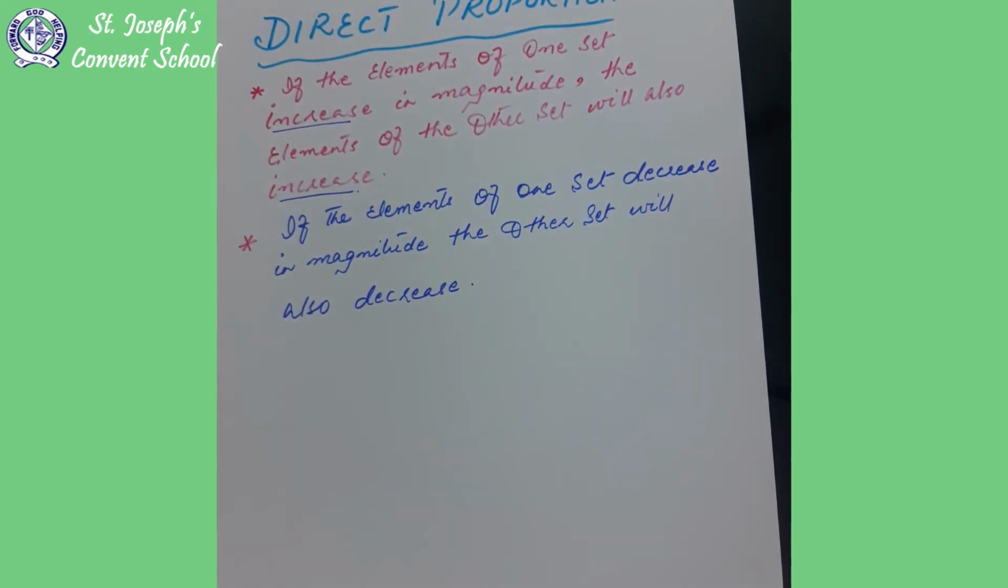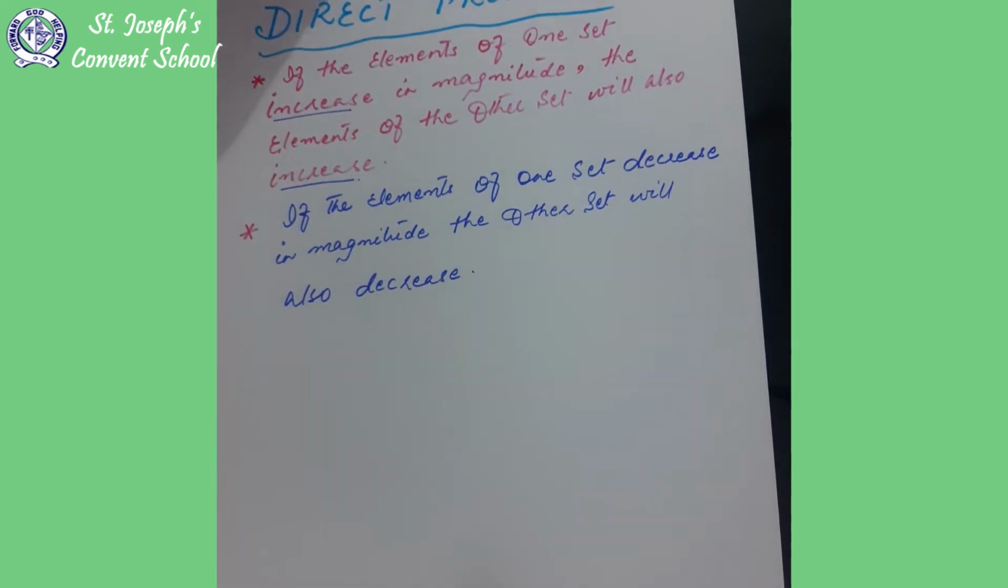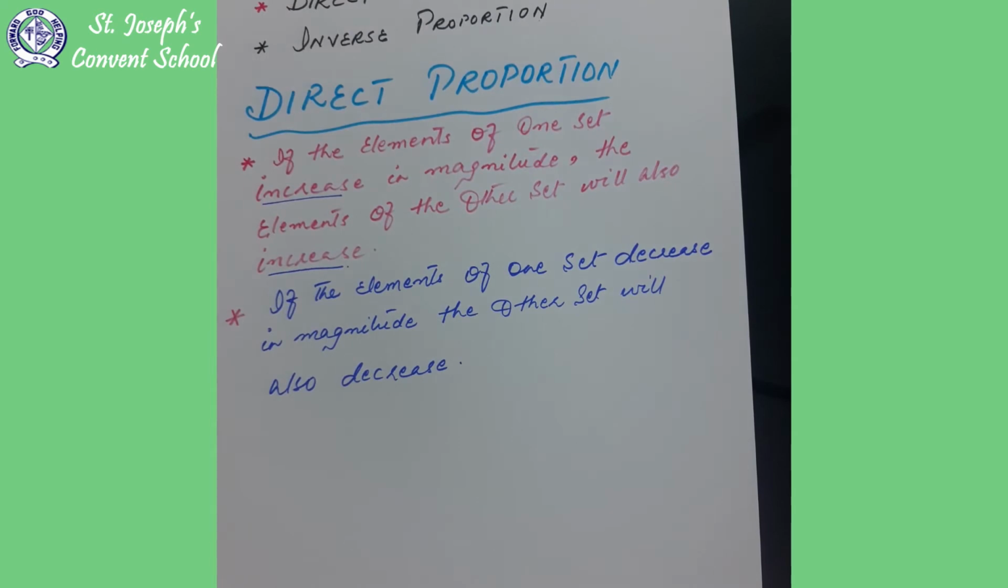So these are the two main points of direct proportion. If one ratio is increasing, the other will also increase, okay? The quantity of the first ratio, the magnitude of the first ratio, if it is increasing, the second ratio will also increase, and if it is decreasing, the other will also decrease. So direct means the same will happen, both will increase or both will decrease, okay?